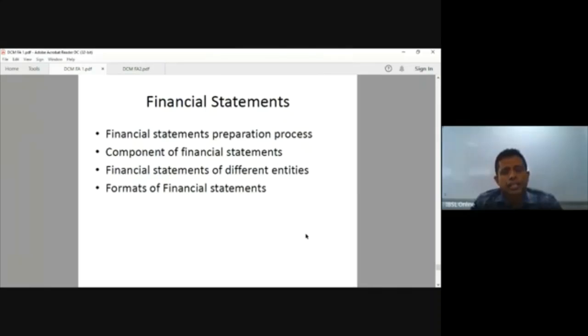Then we'll come to the financial statement preparation process, right? I mentioned at the beginning of the lecture, if you take the definition of financial statements, there are 6 components. The first one is the income statement.